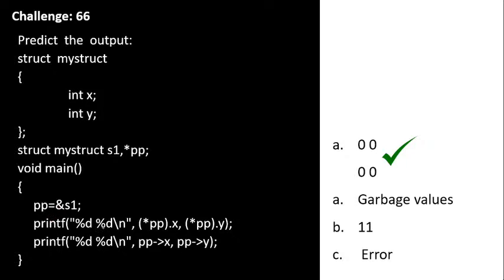Now in printf, what am I doing? Star pp dot x, star pp dot y. So both the x and y values will be printed. By default their values will be 0. So 0 is printed.